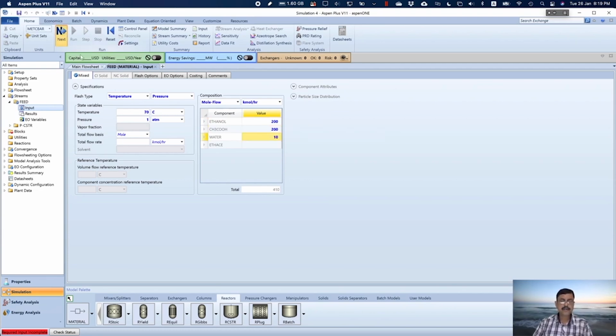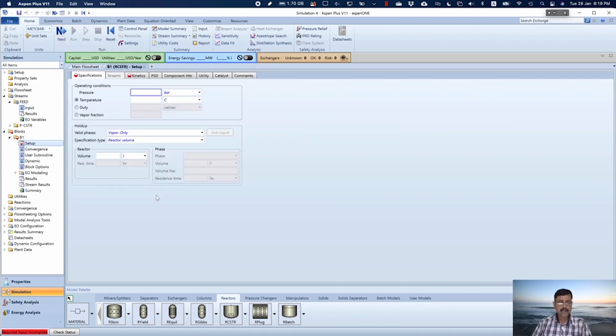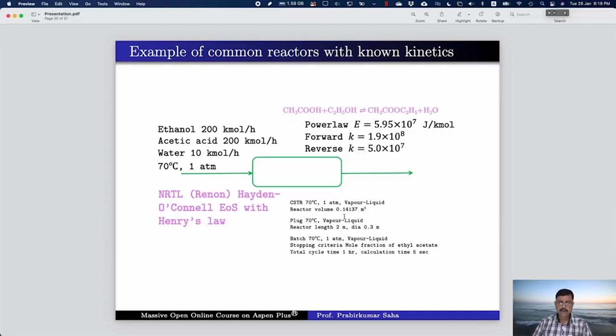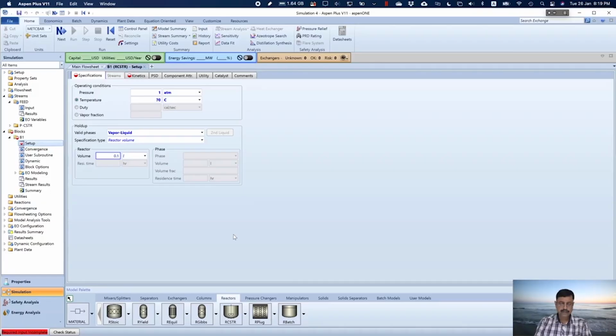Go to next. So CSTR pressure, again it is 1 atmosphere and temperature 70 degrees centigrade. Valid phases, we have both vapor and liquid. The reactor volume is, we have to write 0.14137 cubic meter. Now you may be curious to know what is the reason for giving such an odd value in the reactor volume.